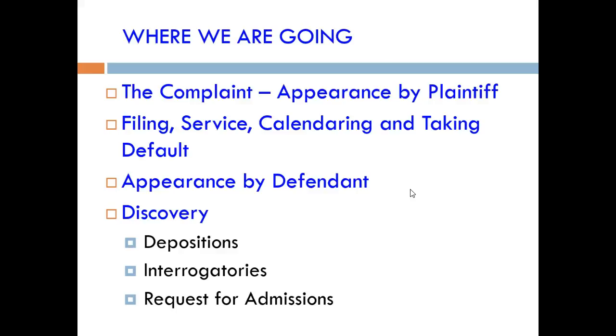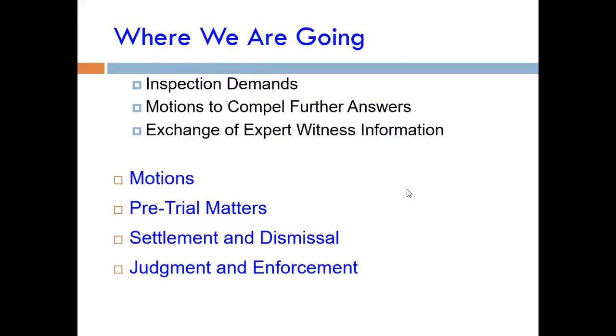But the discovery process is generally looked upon favorably by the courts because they want both sides to be able to get that evidence together so then they can figure out whether they have a case or not, and whether they should settle the case prior to a trial. Then the motions, of course, are just part of the process, both discovery motions and motions that are not related to discovery. But we'll go into those, and then pretrial matters, settlement, dismissal, and then judgment and enforcement. By that time, we're sort of done with the trial aspect of the civil litigation.